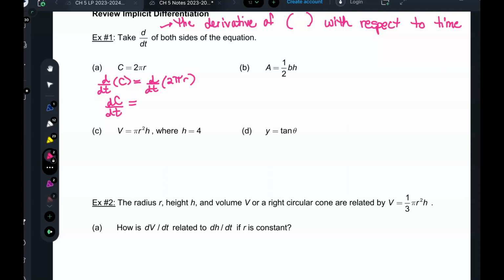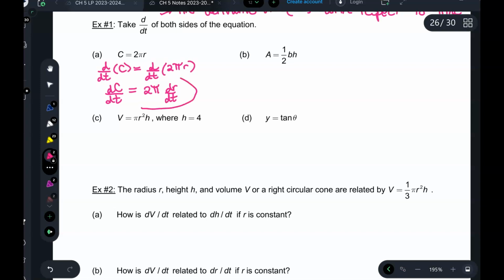It's not c, c is a function. You're taking the derivative of c with respect to time. Well, we don't know what c is, so we're just going to write dc dt. And what's going to be the derivative of 2 pi r? Well, 2 pi is just a coefficient, so it's going to be 2 pi times dr dt. And that's all we can do.